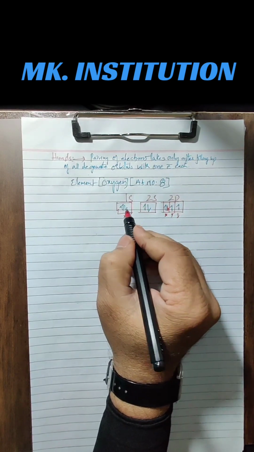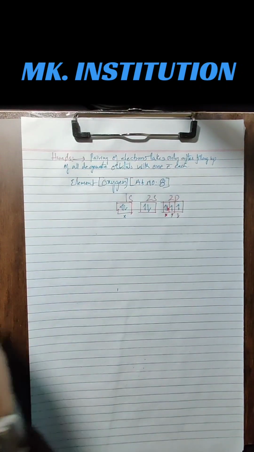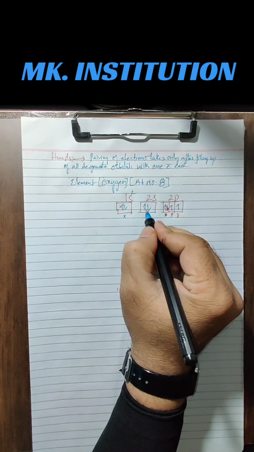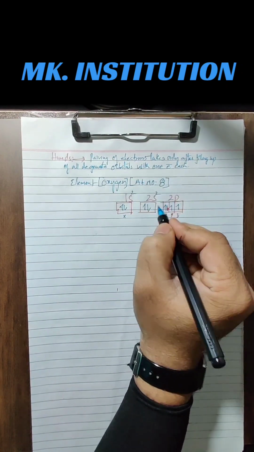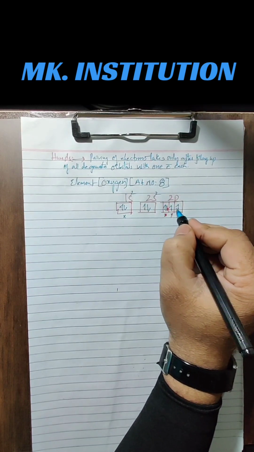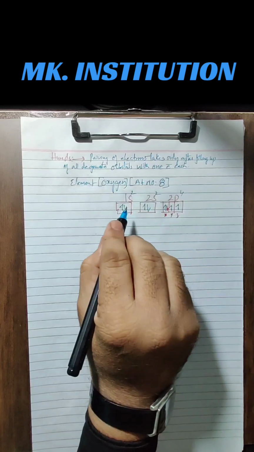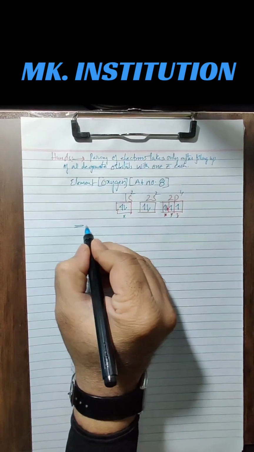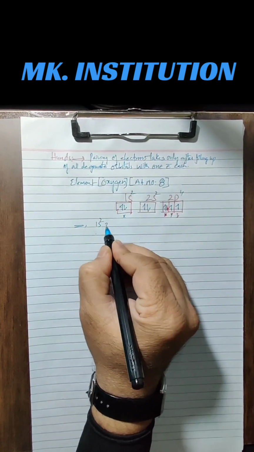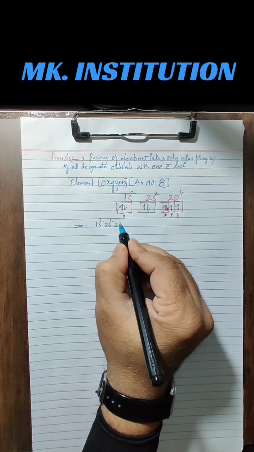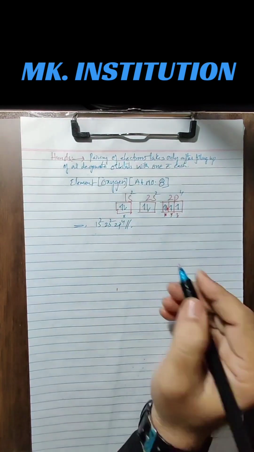Now you write it. How many electrons are here? 2 are there. So 1s is 2. How many electrons are here? 2. So 2s is 2. How many electrons are here? 1, 2, 3, 4. 2p is 4. So what is the electronic configuration of oxygen? How do you write it here now? 1s2, 2s2, 2p4. This is the answer here.